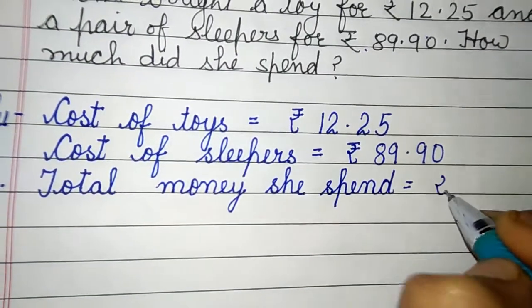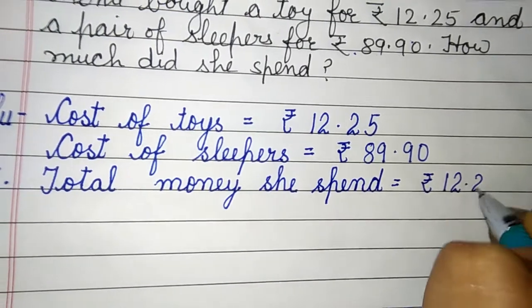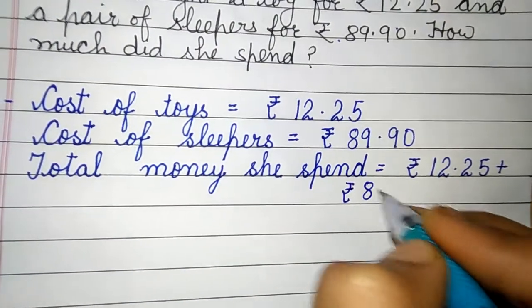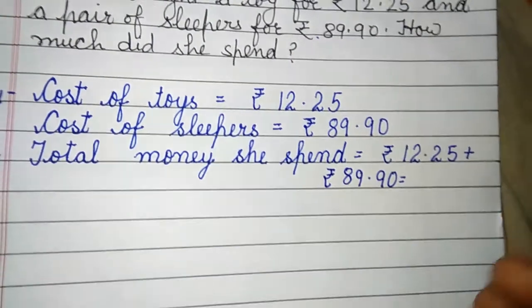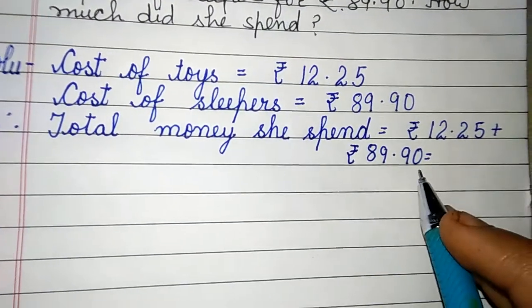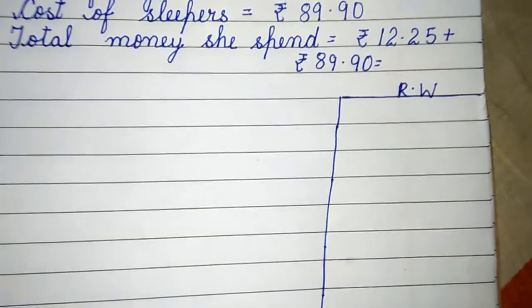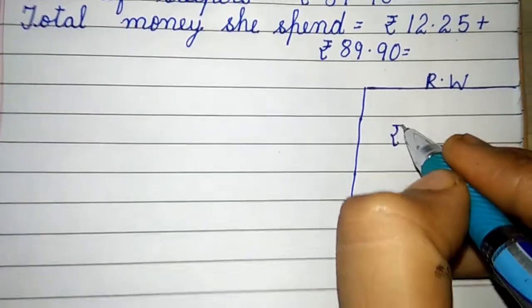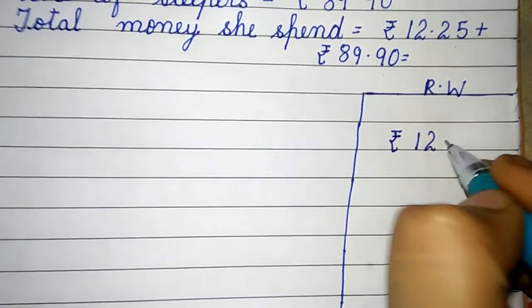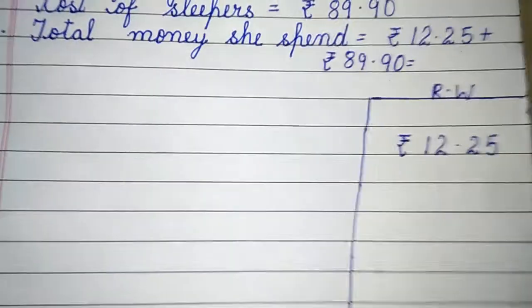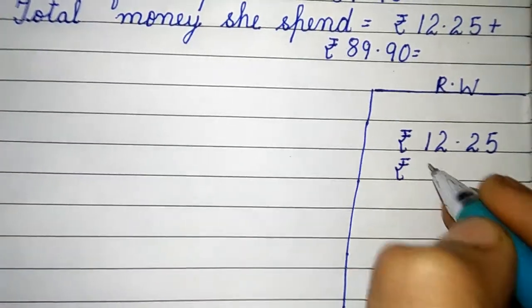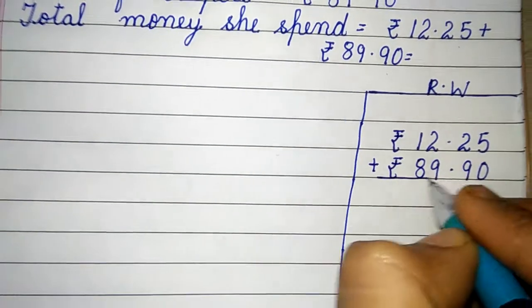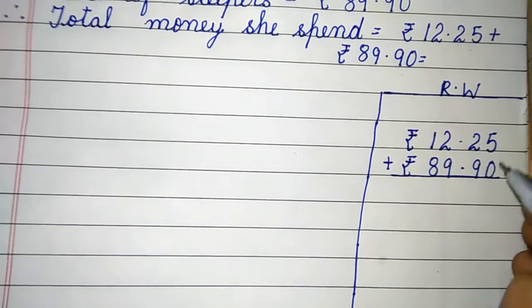Rupees 12.25 plus rupees 89.90. So now we will write both amounts here. So now we will add both amounts.